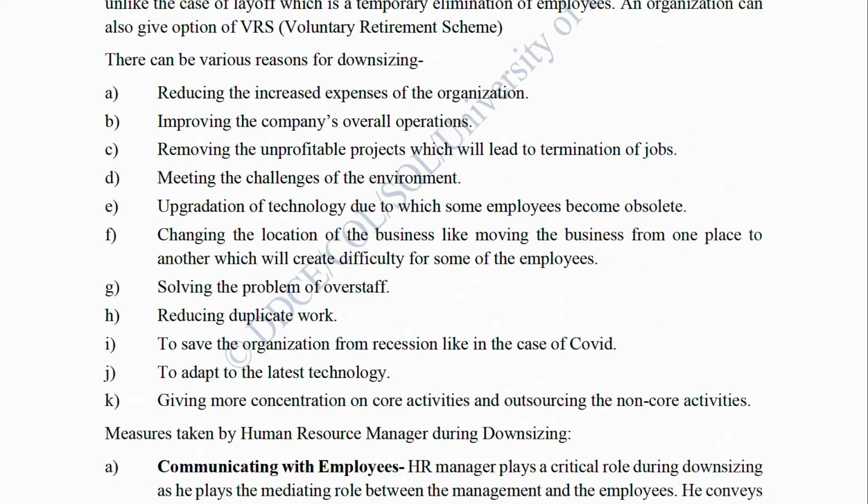Number 6, changing the location of the business, like moving the business from one place to another, which will create difficulty for some of the employees. Number 7, solving the problem of overstaff. Number 8, reducing duplicate work. Number 9, to save the organization from recession like the case of COVID. Number 10, to adapt to the latest technology. Last, giving more concentration on core activities and outsourcing the non-core activities.